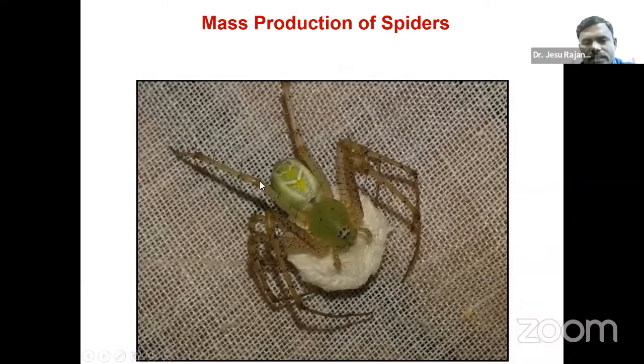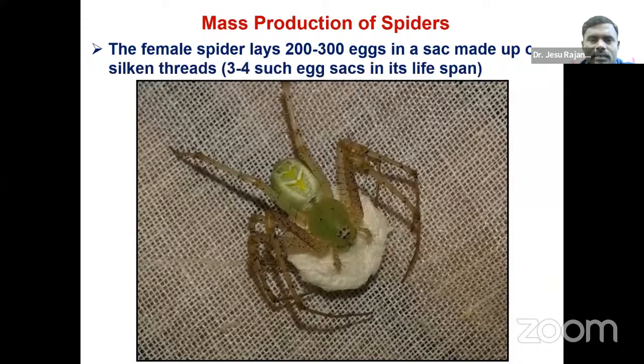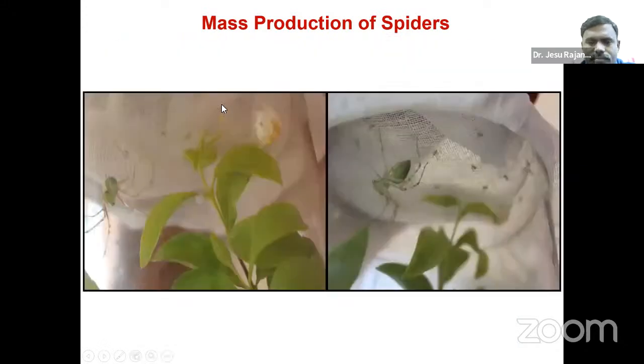So the character here is that the female spider is always attached to that ovisac only. Within almost 20 days the eggs will hatch. One ovisac means 200 to 300 eggs are there. So after 20 days, you see these small things, spiderlings. Almost 200 to 300 spiderlings come from a single ovisac.